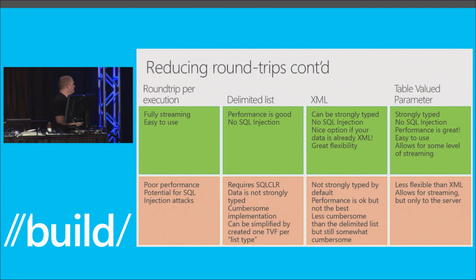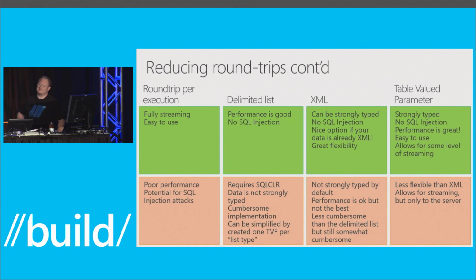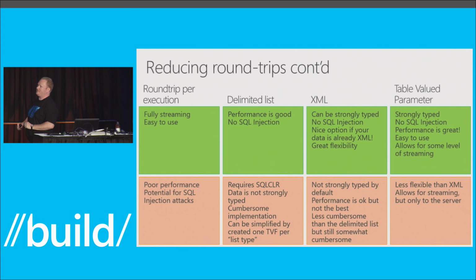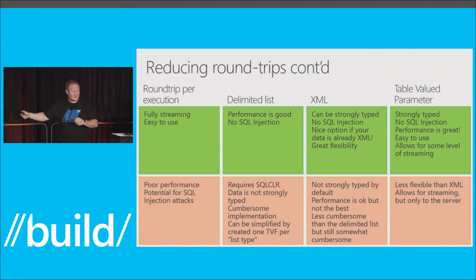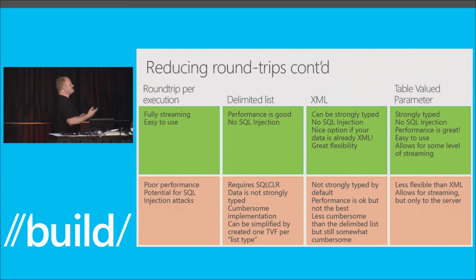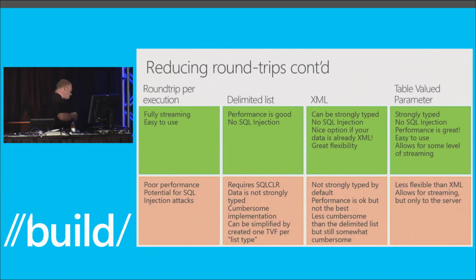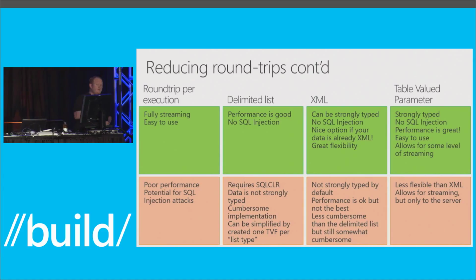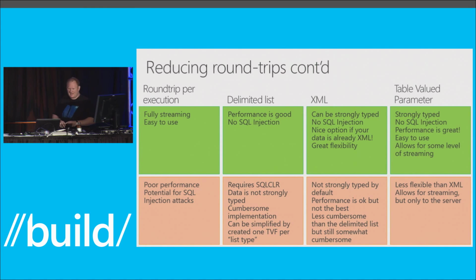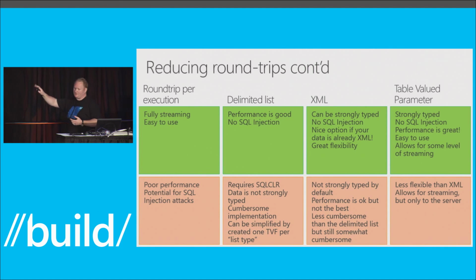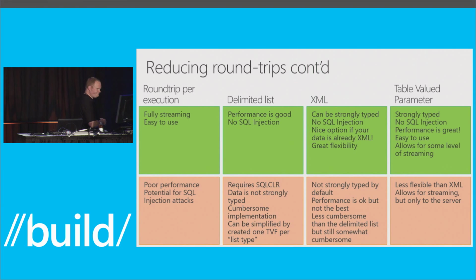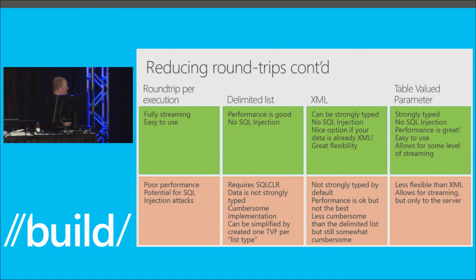So one is round trip per execution. The other one is delimited list, right? You send some comma-separated thing, and on the server side, you have to go and basically parse that and put it into a temp table or something like that. The nice thing with the delimited list is obviously that it's very easy to do, and the performance is not too bad. It's also something that you're kind of automatically protected from SQL injection. You can use XML, which is typically slower than doing a delimited list. And then we have something that we call table-valued parameters.